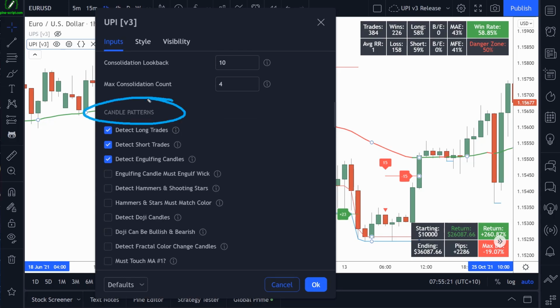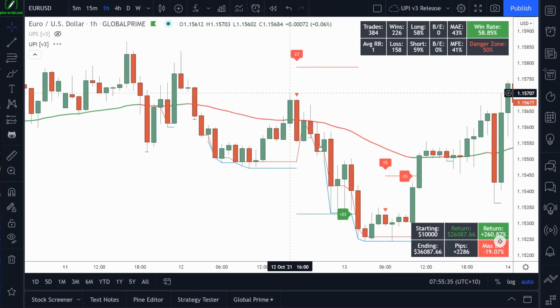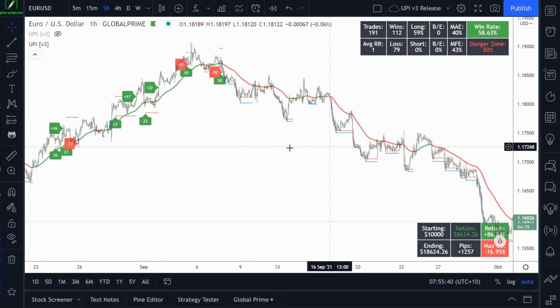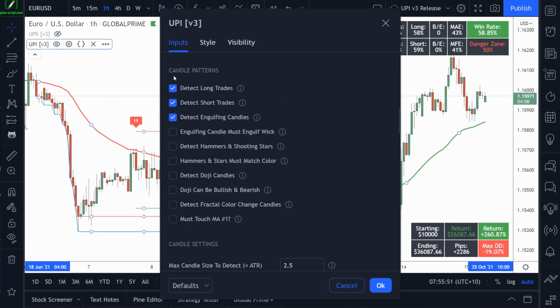Next up, we have our candle patterns. So the script detects several different candle patterns. By default, it's only detecting engulfing candles. You can turn on or off long trades and short trades. So if you only want to trade long, you can turn off short trades, and then all short trades will be removed and the script will only trade long.